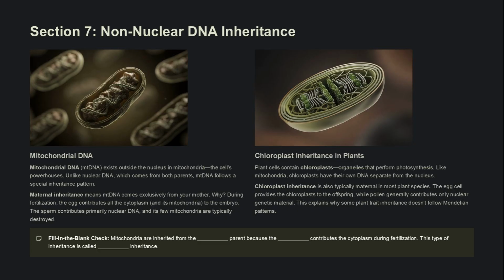Mitochondrial DNA exists outside the nucleus, inherited from the mother. It affects energy production in cells. Chloroplast inheritance in plants involves genes responsible for photosynthesis. This type of inheritance is called non-nuclear, contributing to cytoplasmic traits during fertilization. Fill-in-the-blank checks help reinforce understanding.